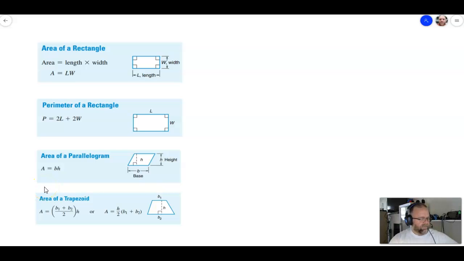So let's go ahead and first define what a quadrilateral is. A quadrilateral is a shape that has four straight sides. So it can be a trapezoid, it can be a parallelogram, it can be a rectangle, it can be a square. It can also be none of those, right? We could have something that just looks like, let me draw one out here.